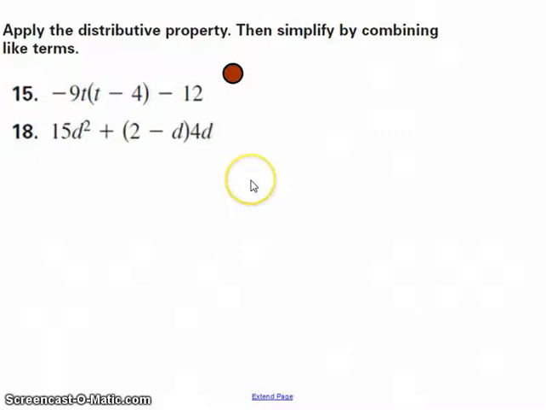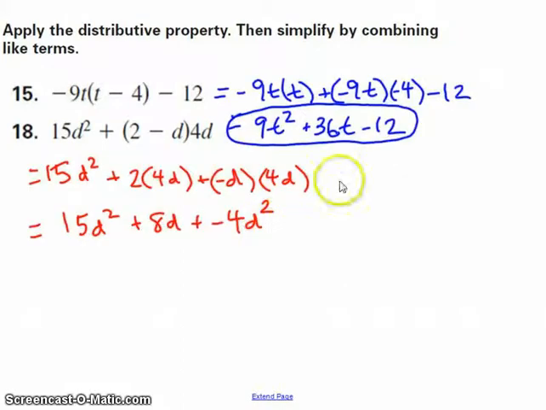Okay, another pair of problems to work with. You're going to have to use the distributive property once again and then simplify by combining like terms. Hit the pause button. When you come back, I'll show you the answers. Okay, once again, I'm going to assume that you did that. I solved question 15 in blue here, and I came out with this answer, and I solved question 18 in red.